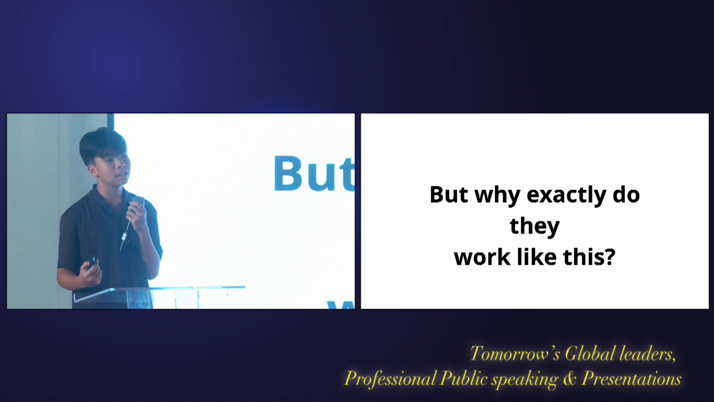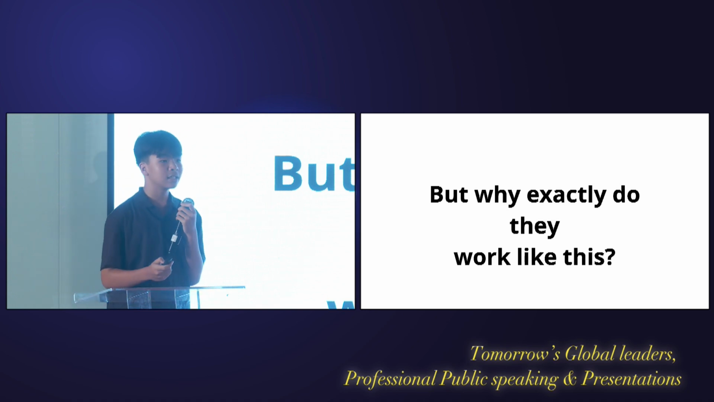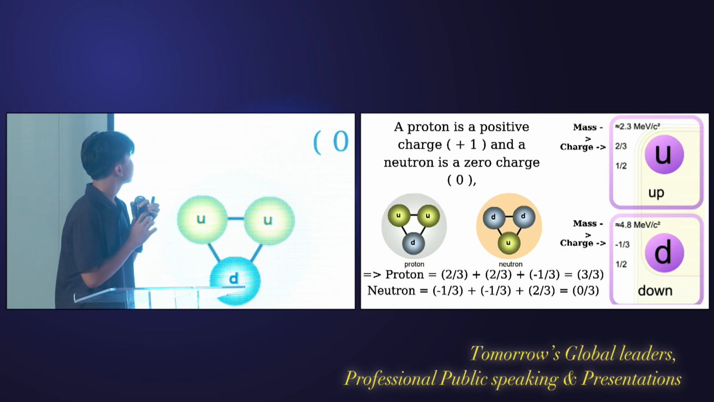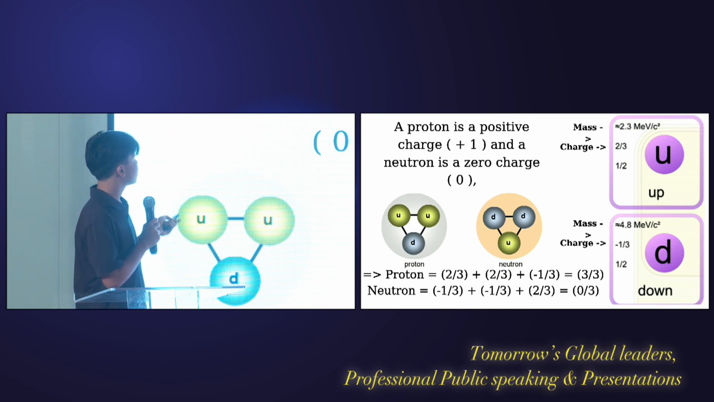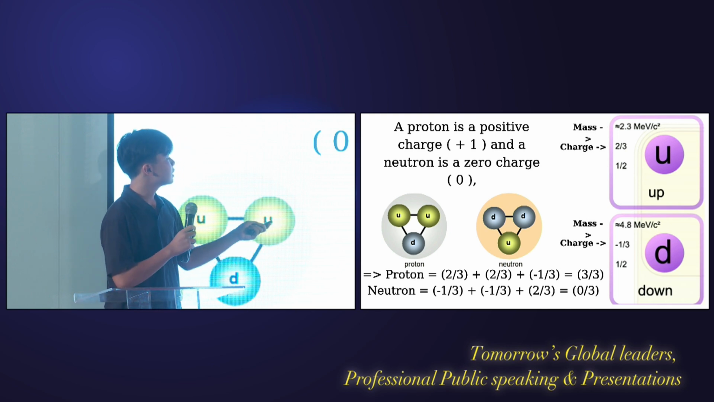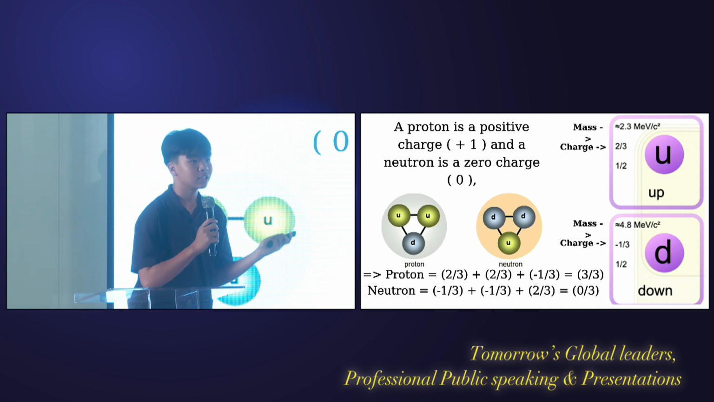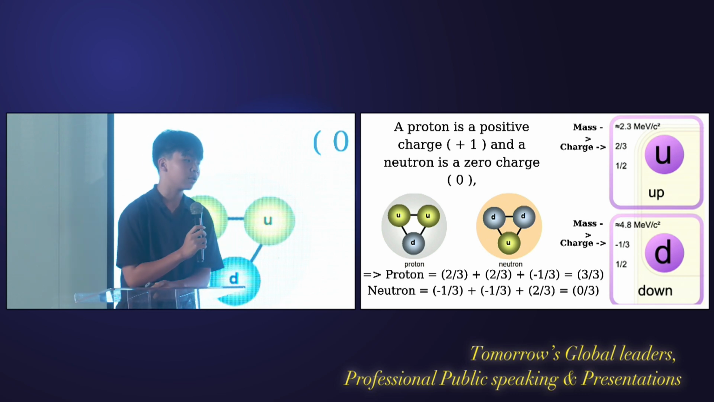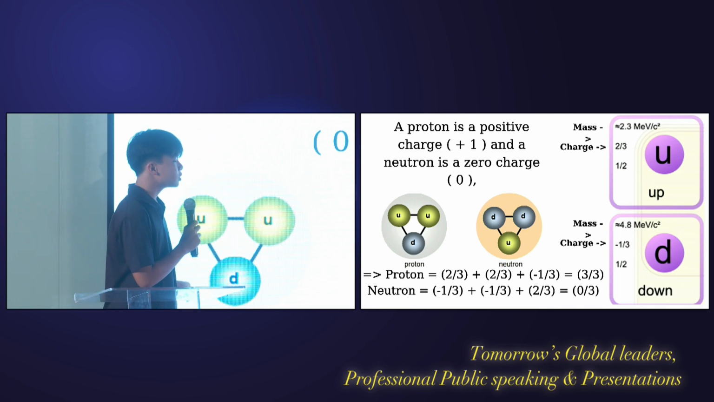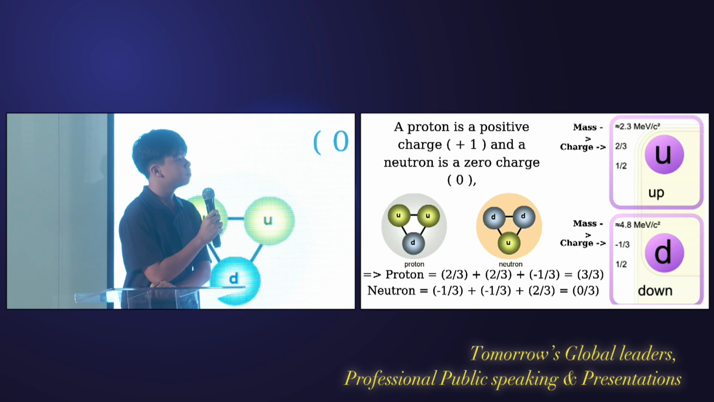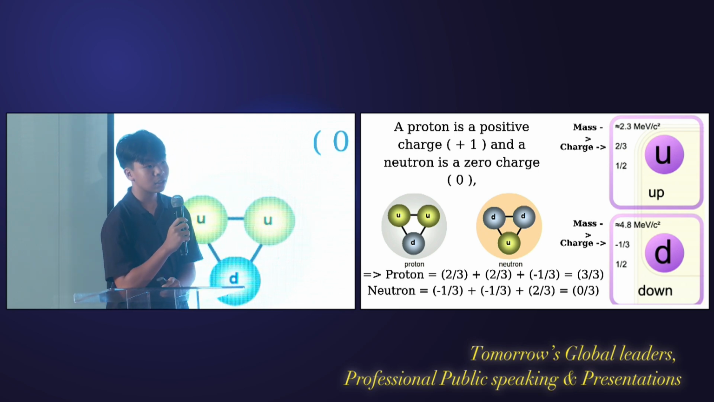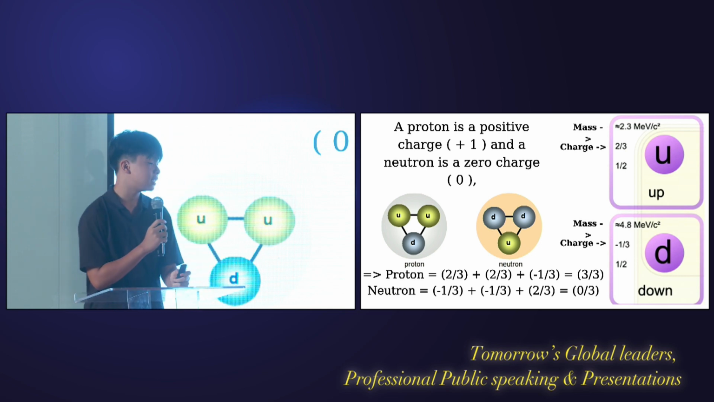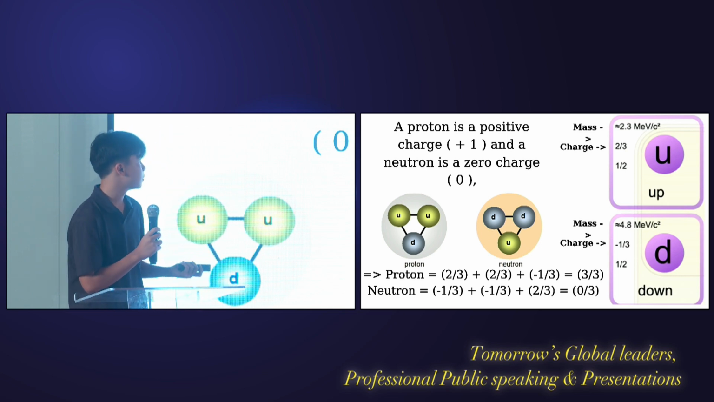But now let's dig a little bit deeper. Why do they act like this? So first, let's talk about the charges. So as you can see, an up charge is 2 out of 3 and a down charge is -1 out of 3. So a proton, we have learned, is a 1 charge, a positive charge, and an electron is a negative charge. And a neutron is a 0 charge, which means it's neutral.